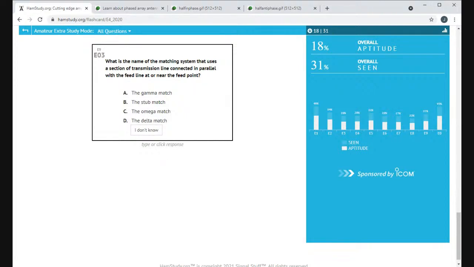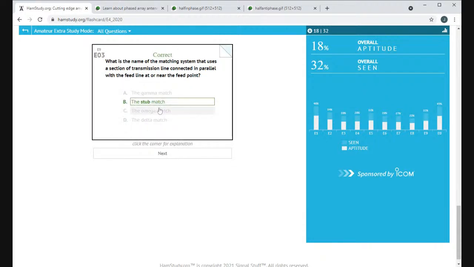What is the name of the matching system that uses a section of transmission line connected in parallel with the feed line at or near the feed point? I think I've seen this question several times and I keep getting it wrong. I'm going to go with B, stub match. That is correct.